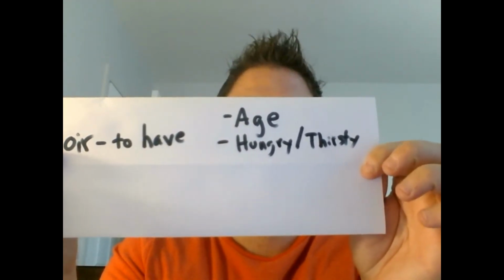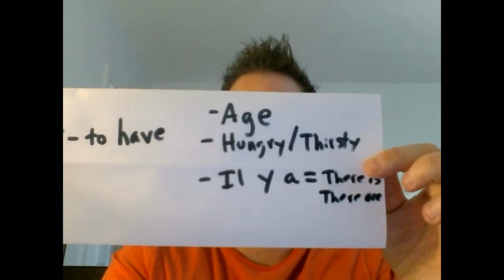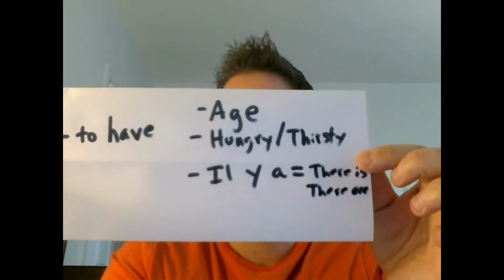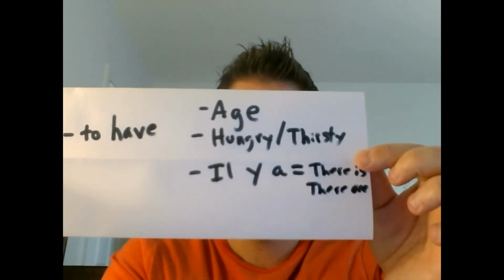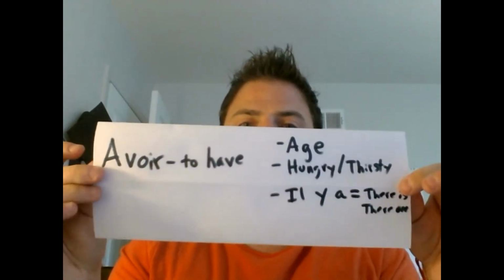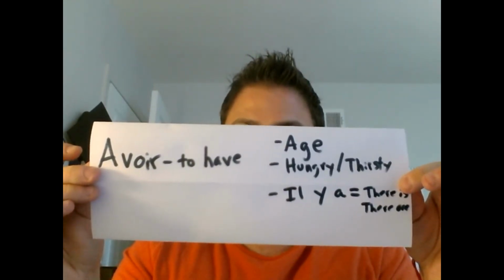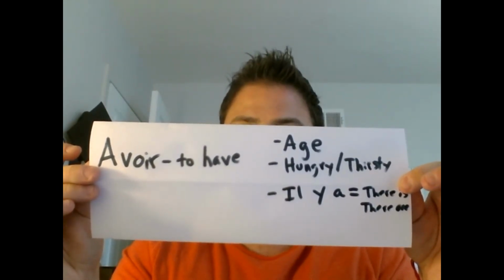J'ai faim, j'ai soif. One other easy expression we might want to know with this is il y a, which means there is or there are. Il y a. There is, there are. So the back of our verb fold should look like this. Pause if you need more time.